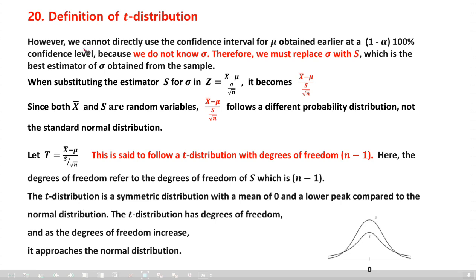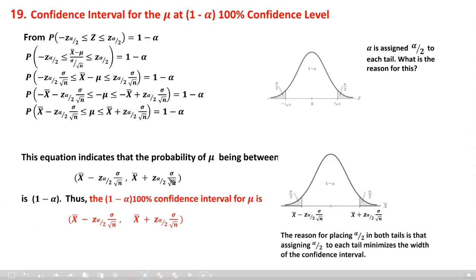Okay, we get the confidence interval for mu at the 1 minus alpha 100% confidence level. What was it? Let's see the result again. We got this confidence interval for mu, right? But we cannot use this interval, because we do not know sigma. Sigma is the population standard deviation, right? So we cannot use this range in practice.